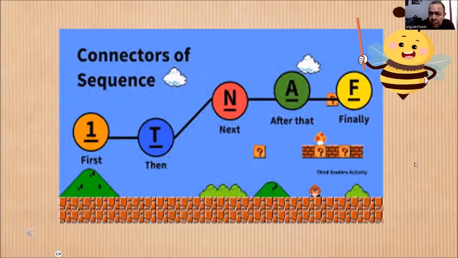First of all, what are sequence connectors? They are a series of words that help you organize ideas in chronological order in order to carry out a succession of events that are being related. These words are known as sequence connectors.